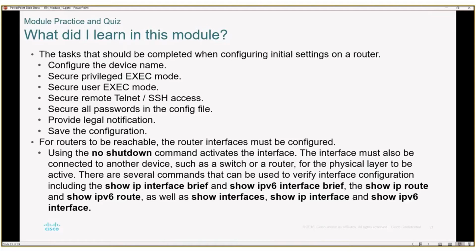So the no shutdown command turns on the interface. The interface must also be connected to another device, such as a switch or a router, for the physical layer to be active. There are several commands that can be used to verify interface configuration, including show IP interface brief, or show IPv6 interface brief, show IP route, show IPv6 route, show interfaces, show IP interface, and show IPv6 interface.